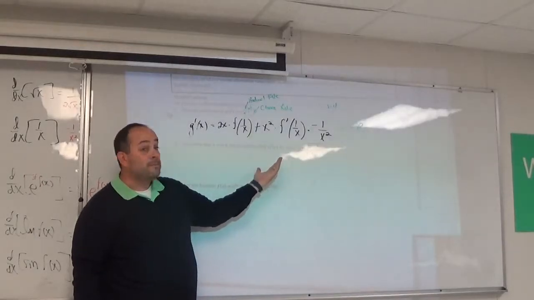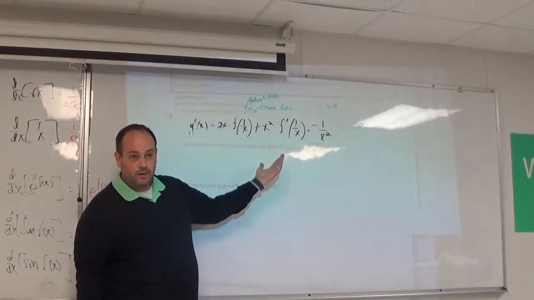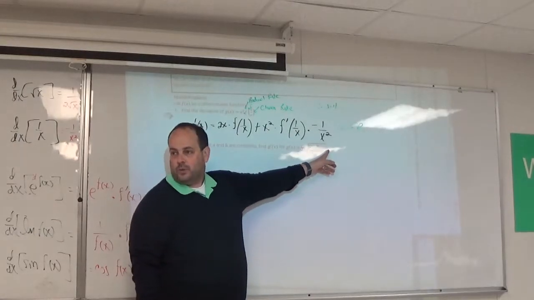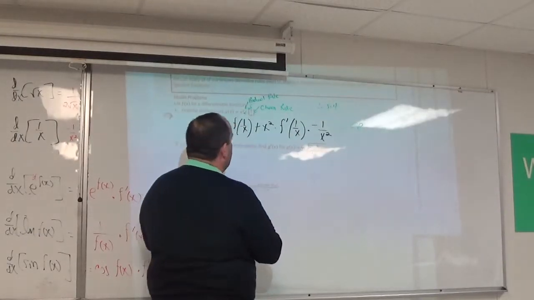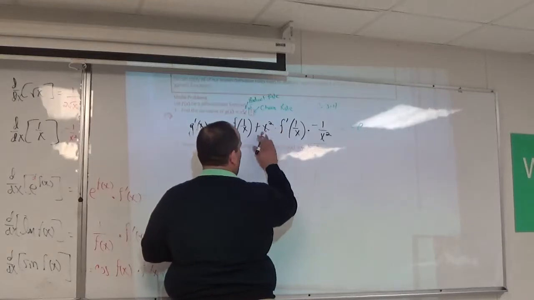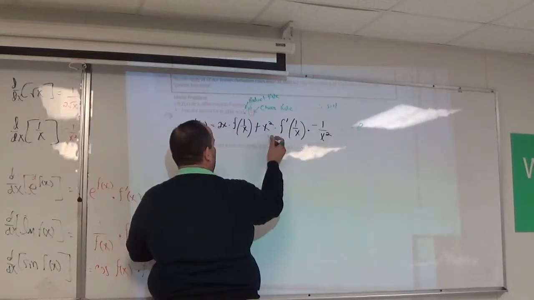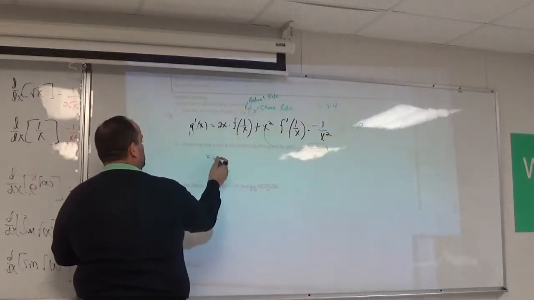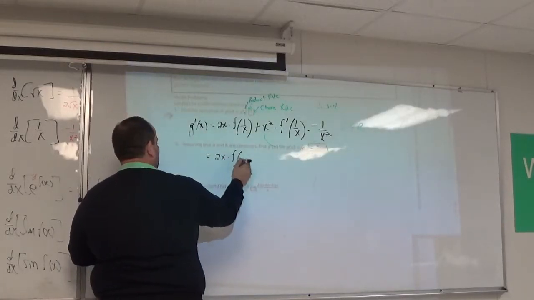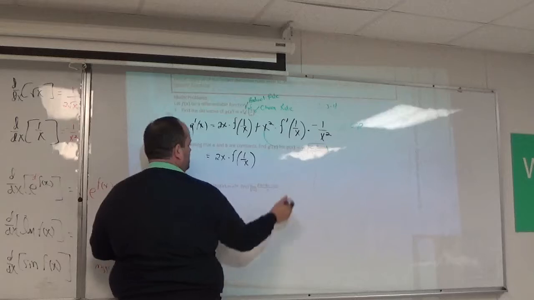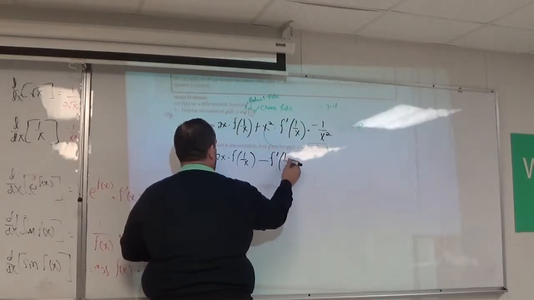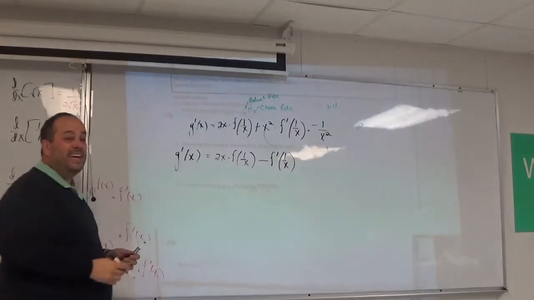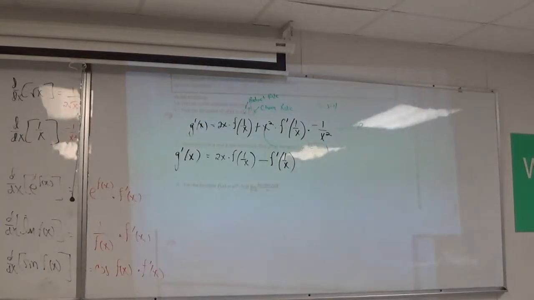Is there a smart way to multiply that's going to get you somewhere? The x squared times negative 1 over x squared is going to be what? Negative 1. It's just negative 1. So this guy here combined with this guy here is negative 1. So you've got 2x times f of 1 over x minus f prime of 1 over x. That's g prime. That is awesome.